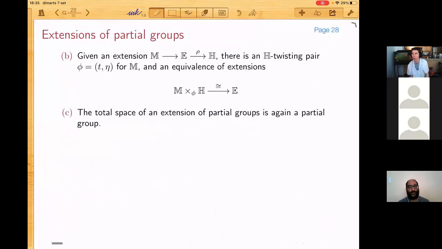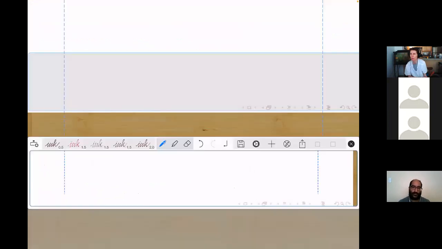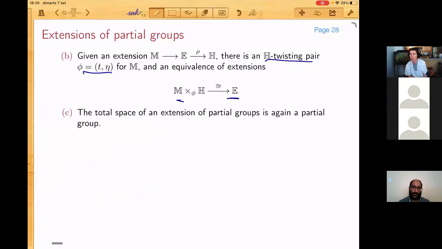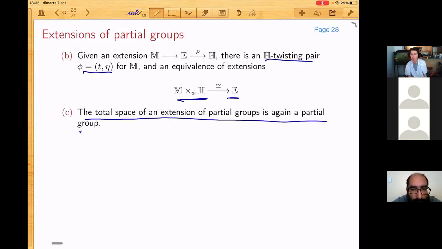Okay, so now, given an extension, just any extension, we recall this means a fiber bundle, then there is an H twisting pair like this, and an equivalence of the extension of the total space in this fiber bundle and the partial group that we just defined, right? So every extension is of this form, right? And this means in particular that the total space of an extension of partial groups is again a partial group, right? So that's a nice result, I think.